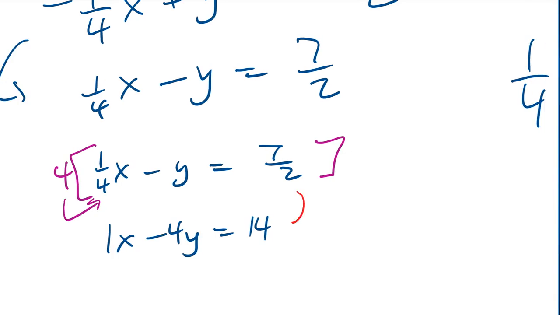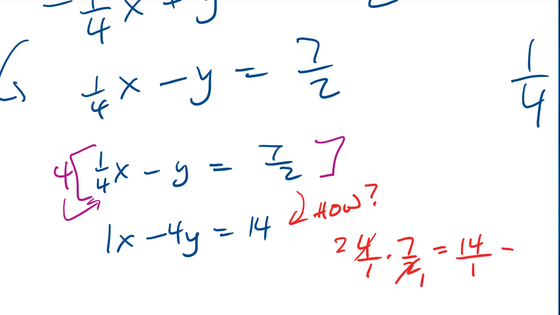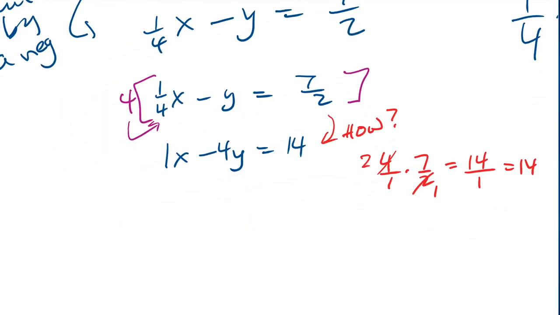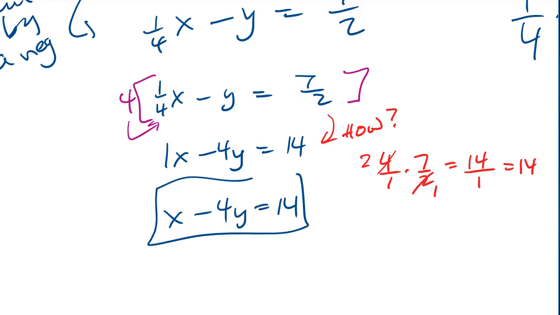So let's see how this happened. We did 4 over 1 times 7 over 2, which you can cancel the 4 and the 2. This gives me a 2 over here, which gives me 14 over 1, which is 14. You don't need to write 1 whenever you have it in front of a variable, so it's x minus 4y equals 14. There's your answer.